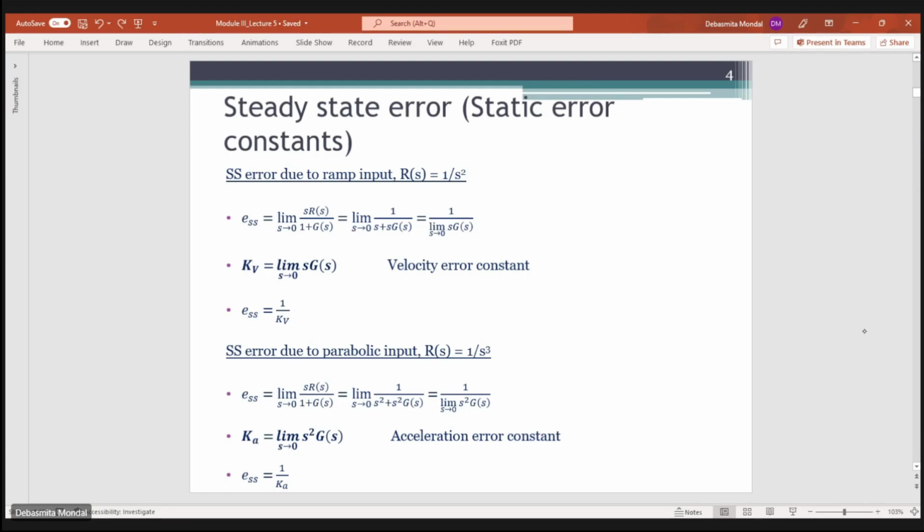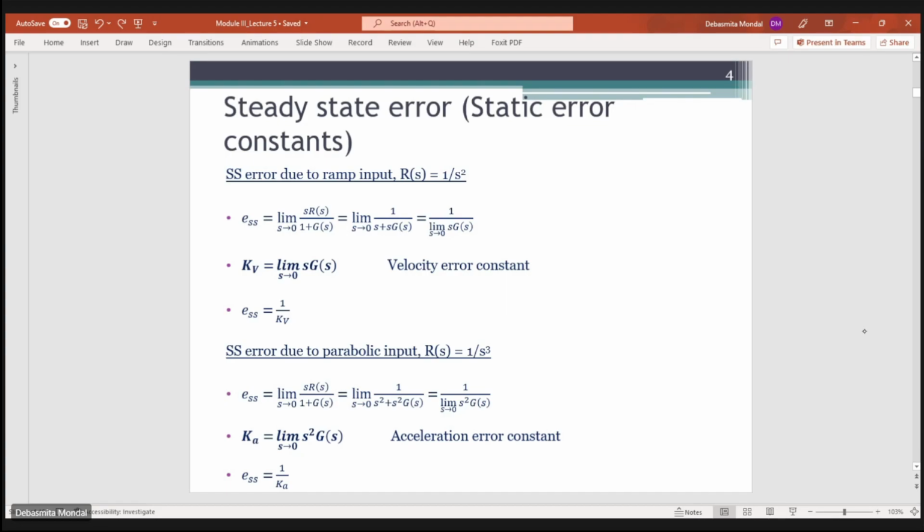This can again be said that you can make this s value as 0 and this will be 1/limit s tends to 0 of sG(s). And this expression, limit s tends to 0 of sG(s), is known as the velocity error constant. Here you see that in terms of the velocity error constant, the steady state error is just inversely proportional to the velocity error constant.